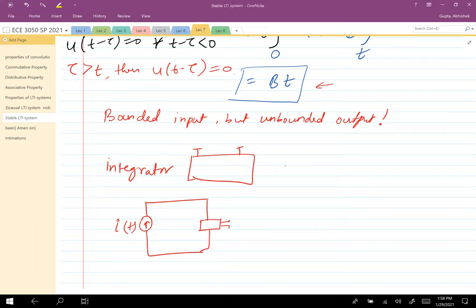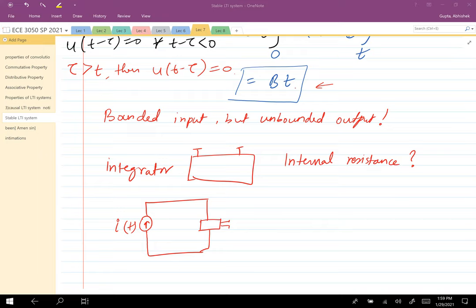Anyone heard of the term internal resistance? Right, so a battery is an integrator, but once the battery gets fully charged, the battery will no longer take any current because the internal resistance will be extremely high. Okay, so a battery is an integrator, but there is something called saturation that happens in a battery.